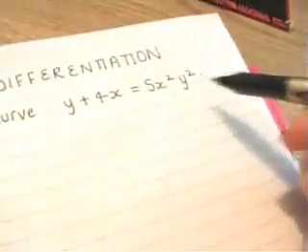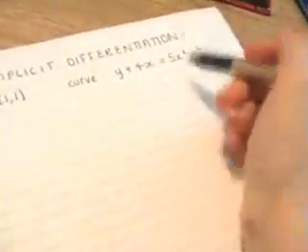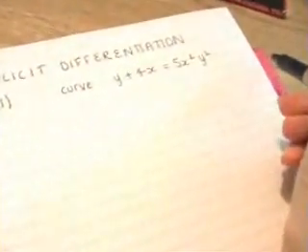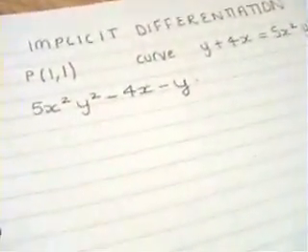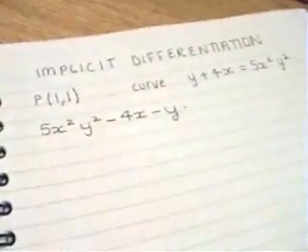So we've got the curve here. To differentiate that is a bit difficult. First of all, we're going to get everything equal to 0 so that it's easier to work with. I'm going to keep these ones as a plus, because you've got to do the product rule later, and it's a pain if that's a minus. So we make that 5x squared y squared, bring the 4 over, which makes it minus 4x, and minus y.